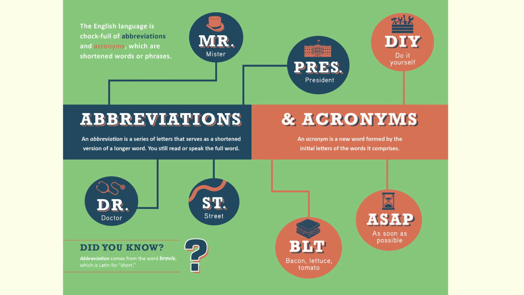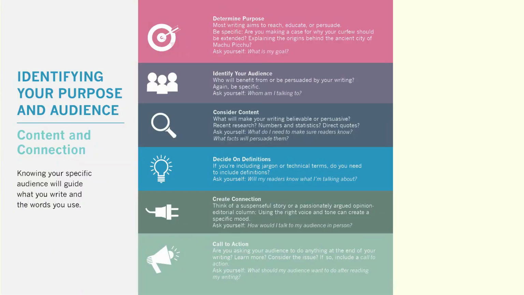Abbreviations and acronyms. An abbreviation is a series of letters that serves as a shortened version of a longer word. You still read or speak the full word. An acronym is a new word formed by the initial letters of the words it comprises.